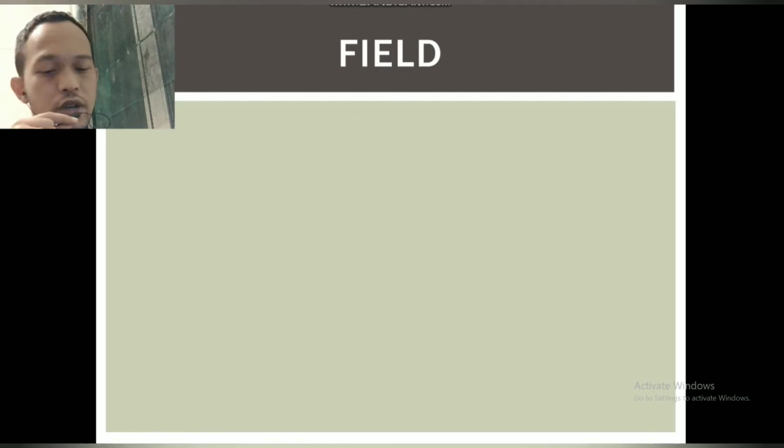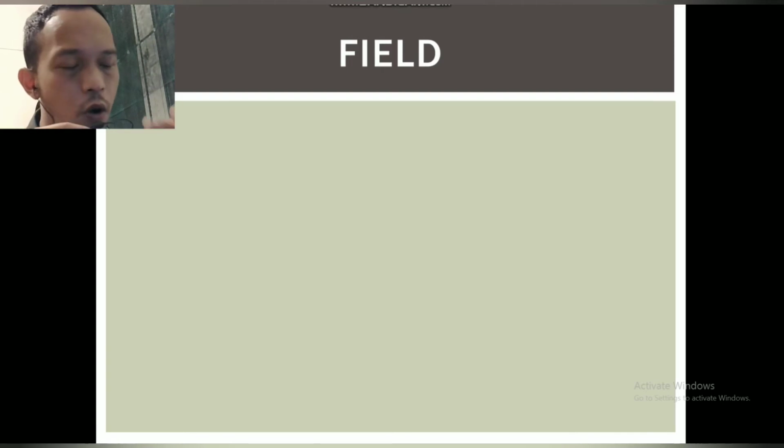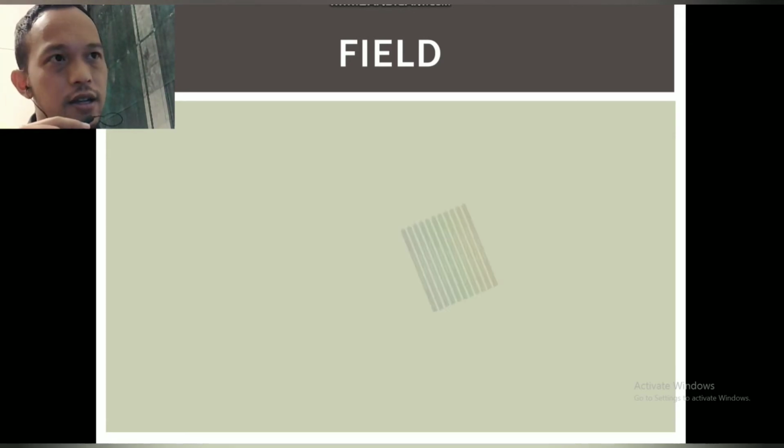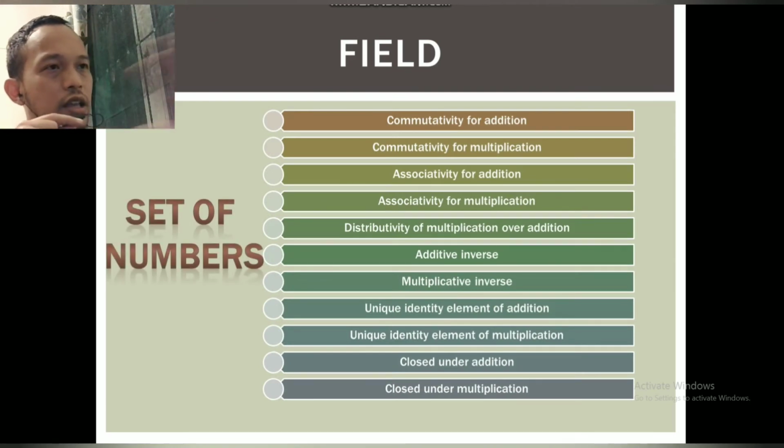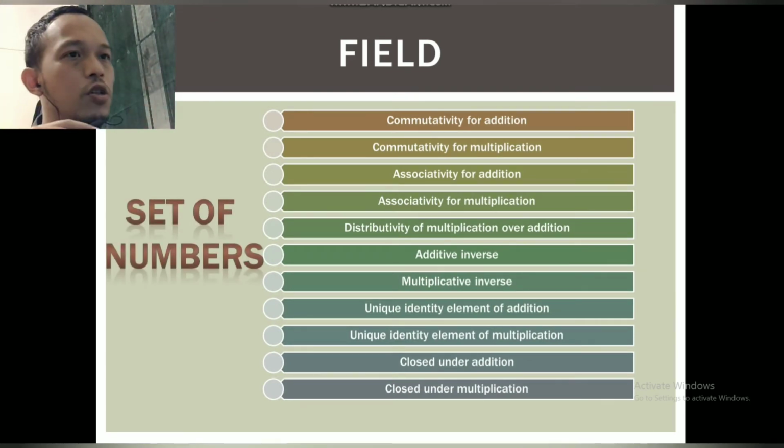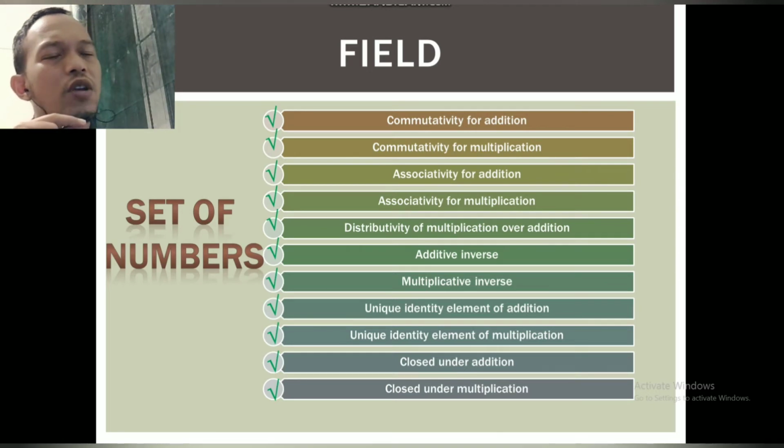After covering all 11 field axioms, let's go to the field. Field is a name for the situation where a set of numbers obeys all 11 field axioms. If all 11 field axioms can be applied to a set of numbers, then that set of numbers is a field. These are all 11 that you can see on the right side. The set of numbers must obey all of them. If even one field axiom cannot be obeyed, that set of numbers is not a field.